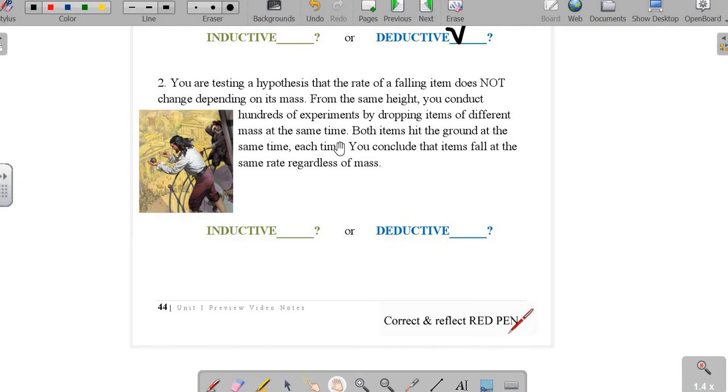You are testing a hypothesis that the rate of a falling item does not change depending on mass. Okay, you do hundreds of experiments and you conclude, in this case, you discover truth. That was inductive reasoning.